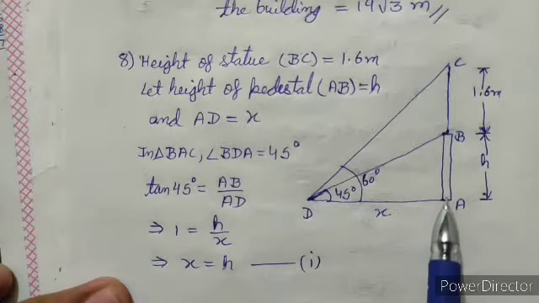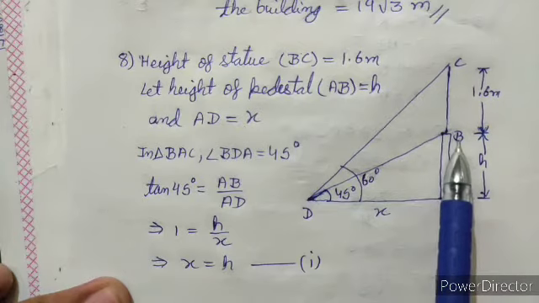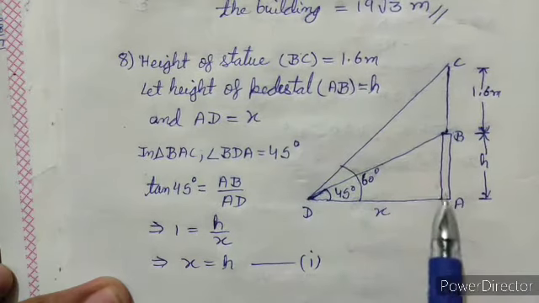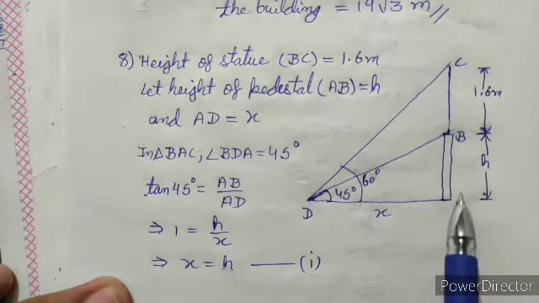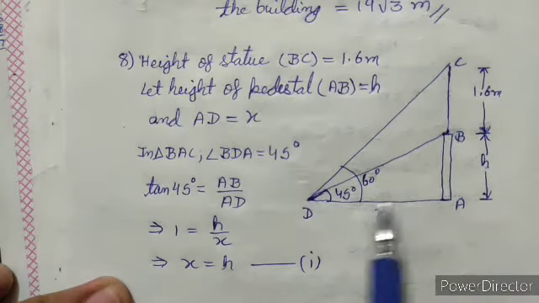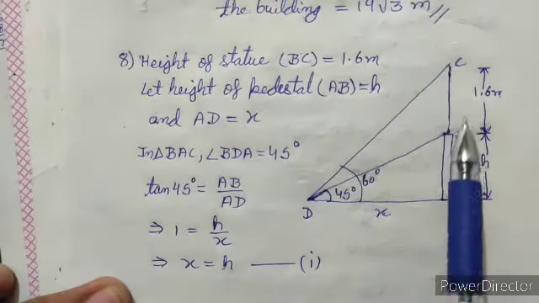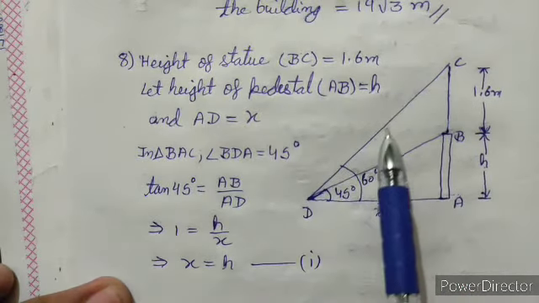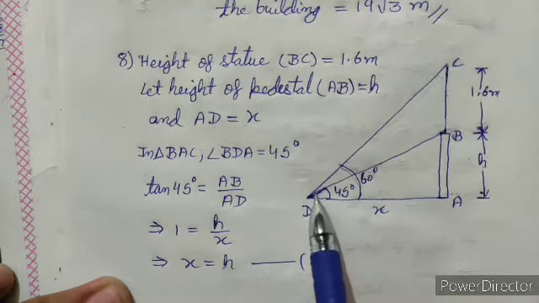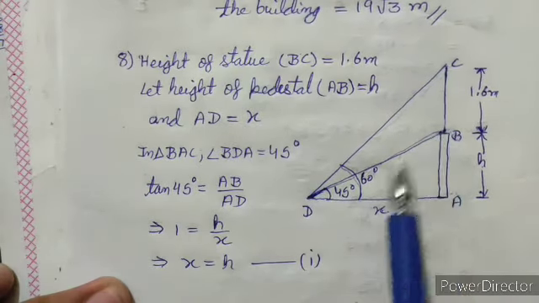Now here suppose a statue BC stands on a pedestal AB. The height of the statue, that is BC, is given to us as 1.6 meter, and let us take the height of the pedestal AB as h. Now let AD be equal to x. Then the angle of elevation of the top of the statue is 60 degrees, and the angle of elevation of the base of the statue is 45 degrees.